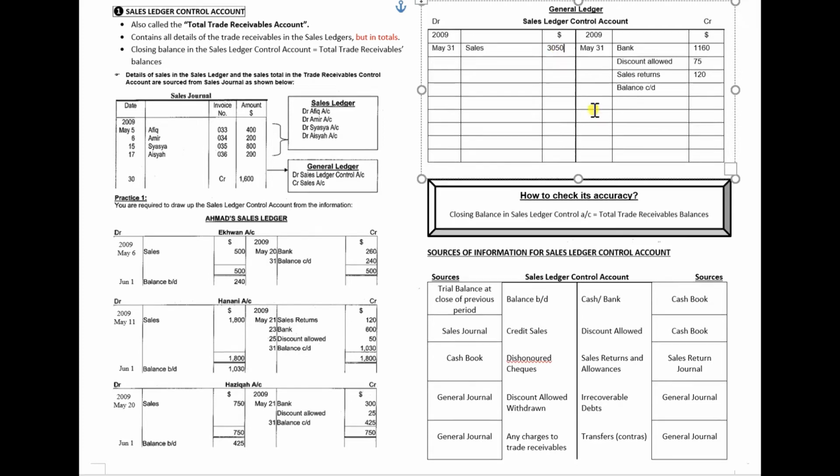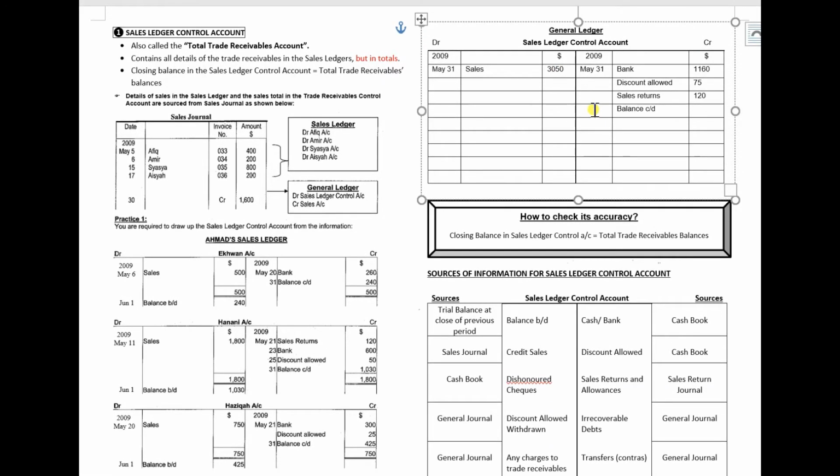Okay, and next we have the sales return, only one, so it's 120. So now the sales: 500 plus 1800 plus 750, how much is it? Okay, it's $3,050. So now after you are done with this, you need to close the account. If you can still remember how to close, you need to add up and compare the two sides. So this is 3,050. Let me just draw this. So this side is 3050.